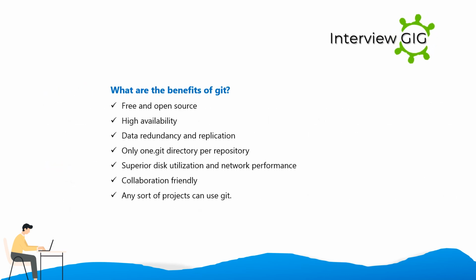What are the benefits of Git? Free and open source. High availability. Data redundancy and replication. Only one .git directory per repository. Superior disk utilization and network performance. Collaboration friendly. Any sort of project can use Git.